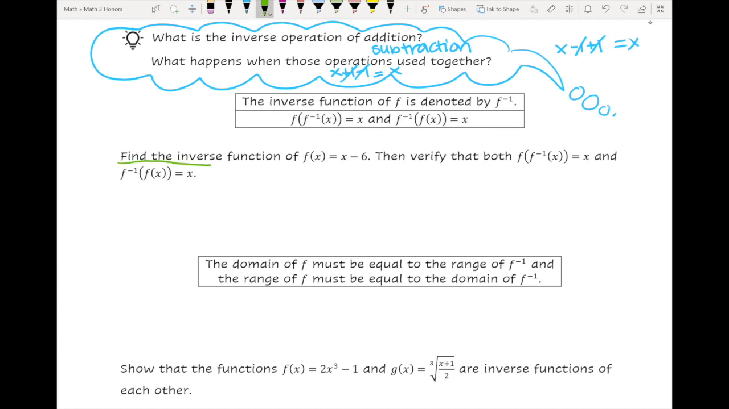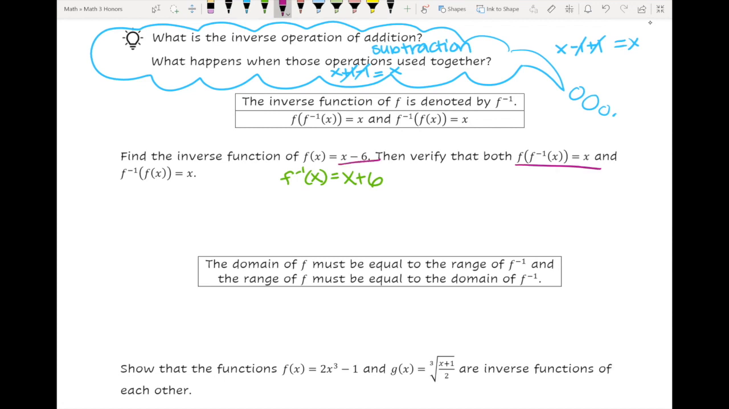Find the inverse function of f of x equals x minus 6, then verify that both f of f inverse of x equals x and f inverse of f of x equals x. So my f of x equals x minus 6, and we know that the inverse or the opposite of minus is plus, so I'm going to call my f inverse of x, make a little guess here. I'm going to say it's x plus 6. And we're going to verify that both f of f inverse of x equals x and f inverse of f of x equals x. So let's start with this one.